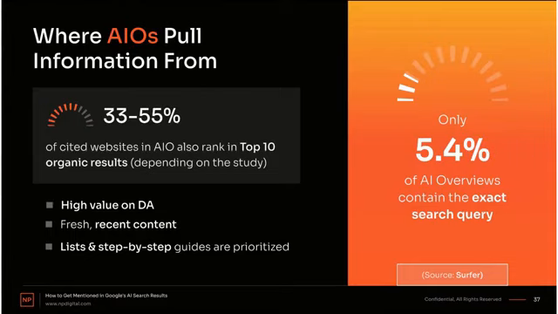To optimize for AI overviews effectively, it's important to understand where they're pulling their information from. About 33 to 55% of cited websites in AIOs also rank in the top 10 organic results, which means strong SEO fundamentals and best practices still matter. AI overviews tend to prioritize domain authority, fresh recent content, and clear list style or step-by-step content formats. Also, only 5.4% of AI overviews include the exact search query, so optimizing for intent and relevance is more important than exact match phrasing.